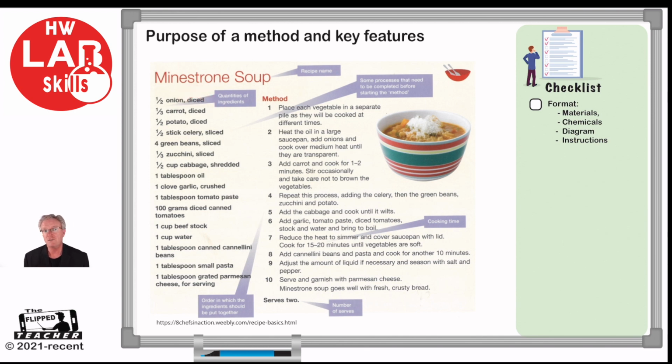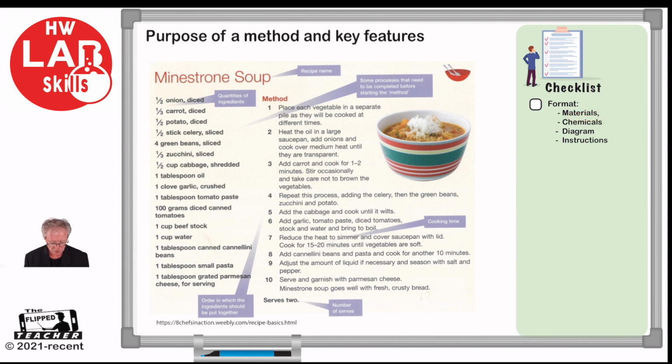So when we do a scientific report, we don't just say, get some hydrochloric acid. We will say, get 1 molar hydrochloric acid, and we will even specify how much you need: 10 mL of 1 molar hydrochloric acid. So we're being very specific, and we've got to make sure that's in our method. So that's our materials.